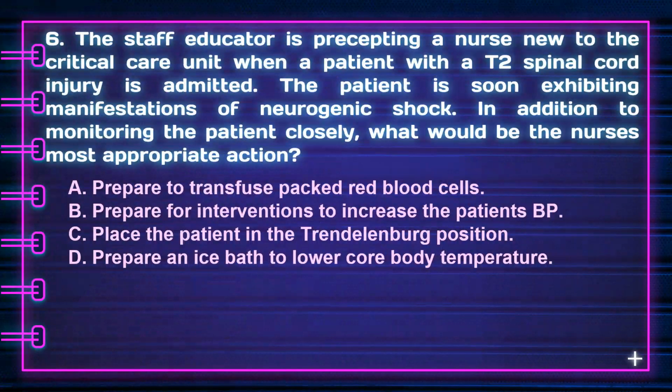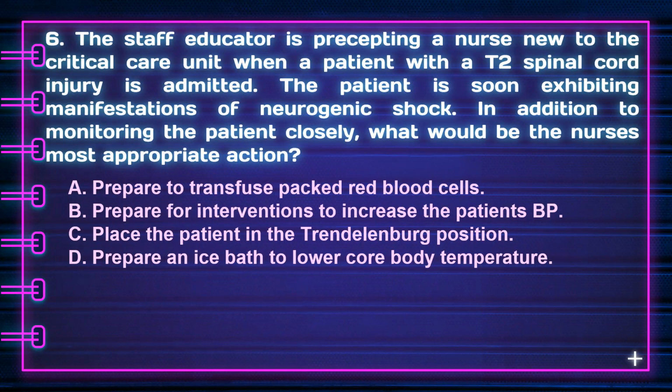6. The staff educator is precepting a nurse new to the critical care unit when a patient with a thoracic 2 spinal cord injury is admitted. The patient is soon exhibiting manifestations of neurogenic shock. In addition to monitoring the patient closely, what would be the nurse's most appropriate action? A. Prepare to transfuse packed red blood cells. B. Prepare for interventions to increase the patient's BP. C. Place the patient in Trendelenburg position. Or D. Prepare an ice bath to lower core body temperature.